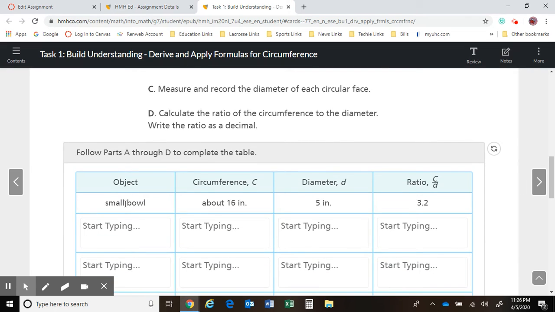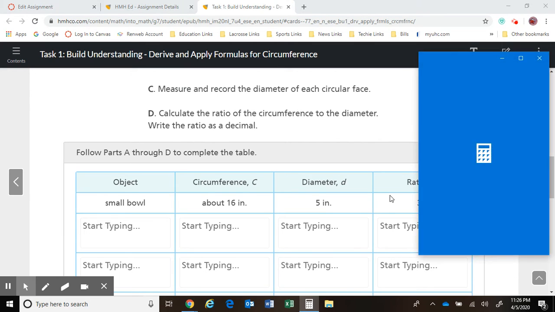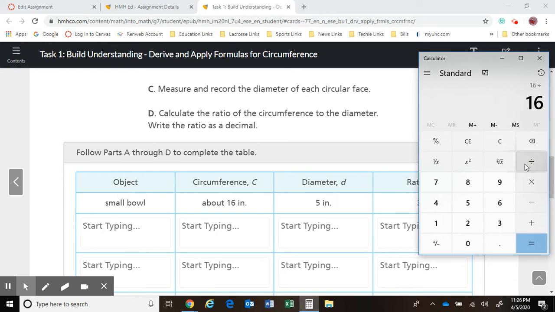They give us an example here of a small bowl. They took a tape measure and measured around the outside of it, and got 16 inches for the circumference. Then they measured the diameter, right from one edge through the center to the opposite edge. They took the circumference and divided it by the diameter, C divided by D, and got 3.2. 16 divided by 5 is 3.2.